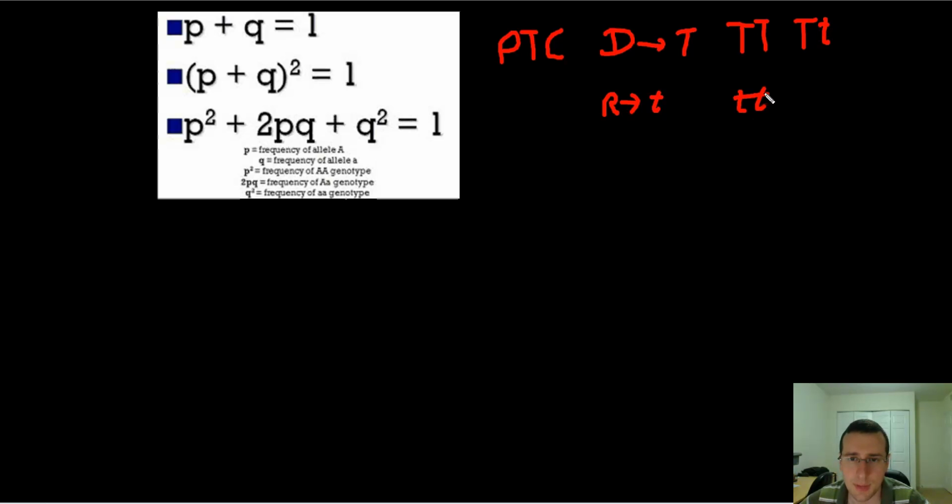And now they tell you that this is about 16% of the population in this particular population that we're examining. That tells us that basically this is going to be q squared, right? This is q squared.